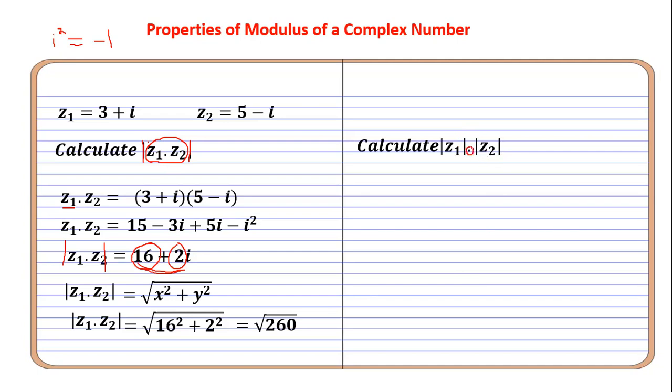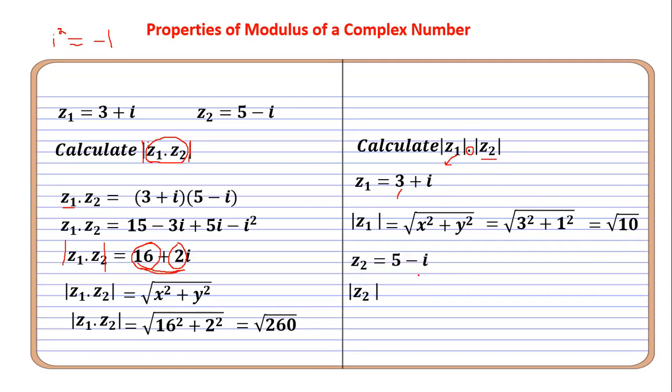On the other side, you have to calculate modulus of z1 times modulus of z2. Here, times is between them. So as a first step, I have to calculate modulus of z1 by applying the formula radical x squared plus y squared, where x is a real part and y is the imaginary part. Next step, calculate modulus of z2. In order to calculate modulus of z2, we have to repeat the same process. We have to apply the following formula, which is radical x squared plus y squared.